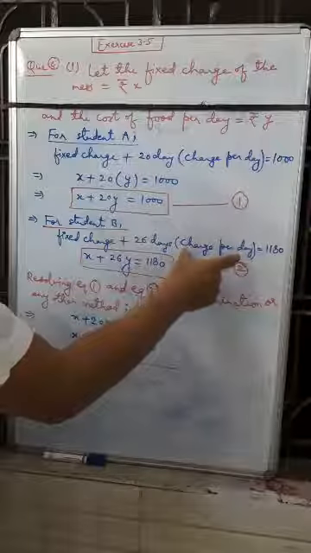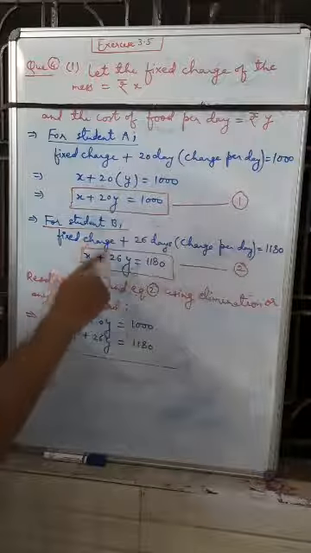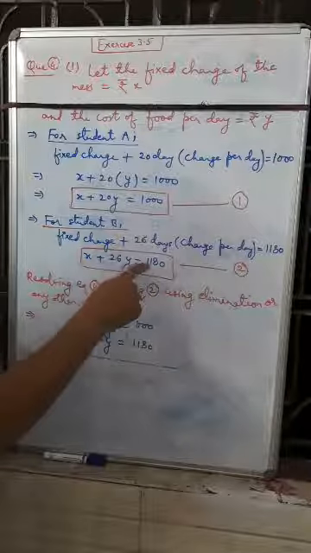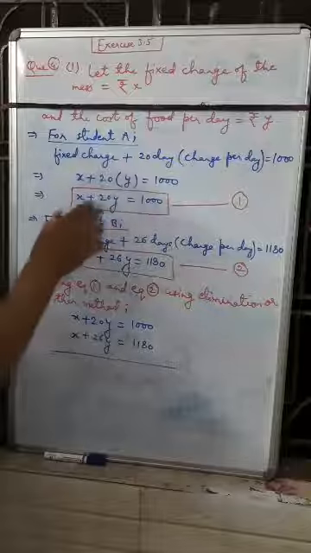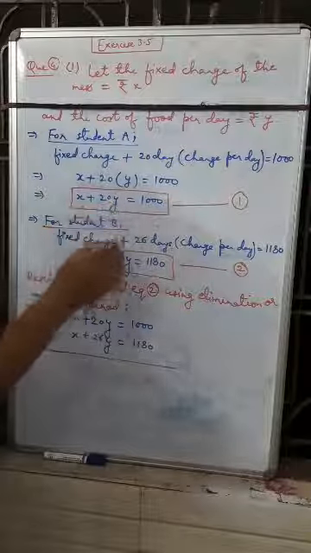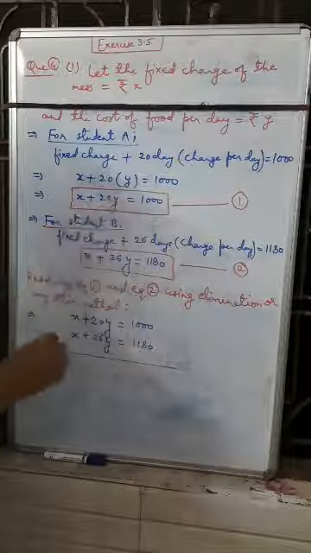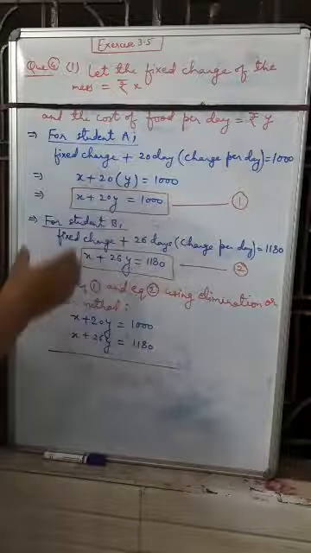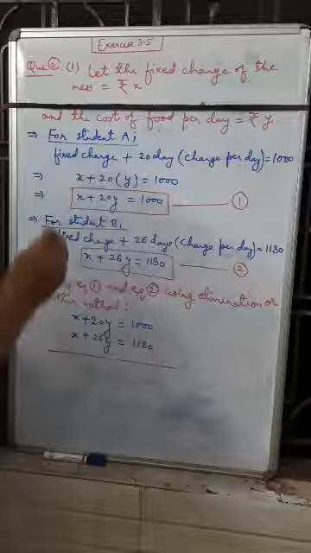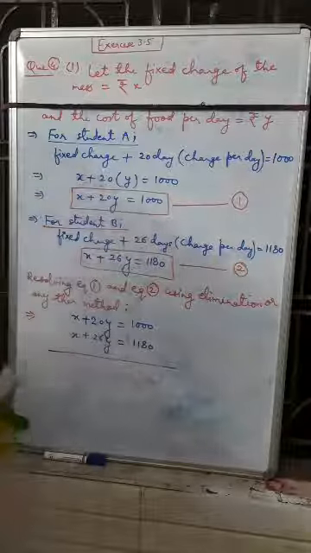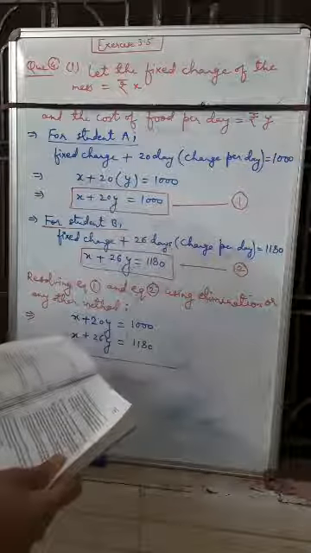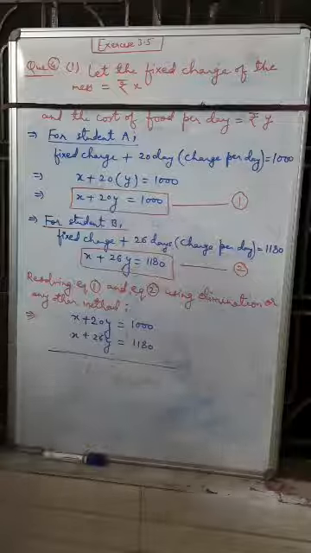So we have written here charge per day. So x is the fixed charge, and 26y is equal to 1180. Equation number 2. Now we can solve both equations by using the cross multiplication method, substitution method or elimination method. Whichever you like most you can choose, because it is written in question number 4 that you can solve the problem by any algebraic method.